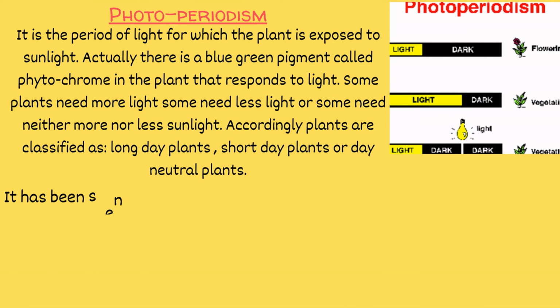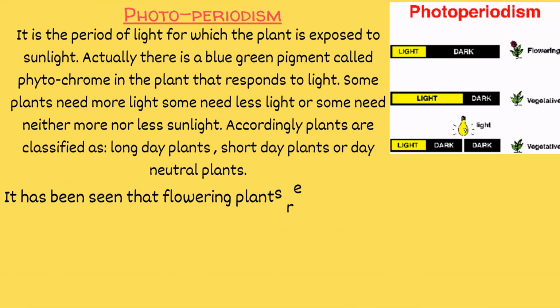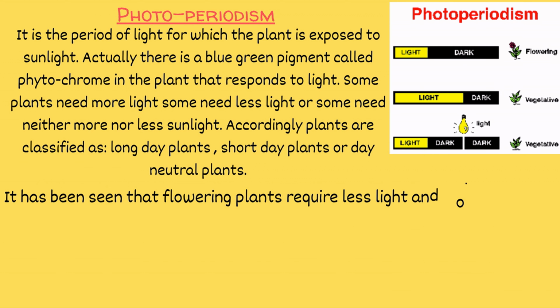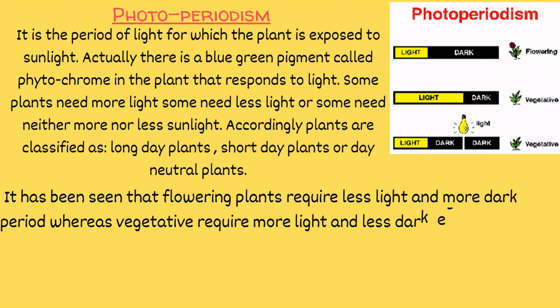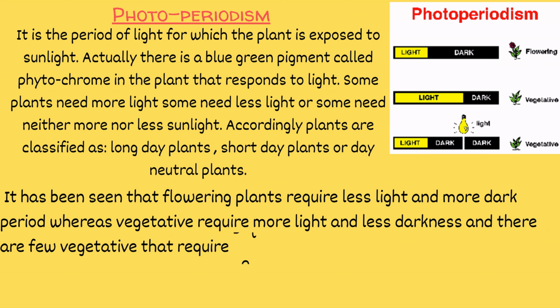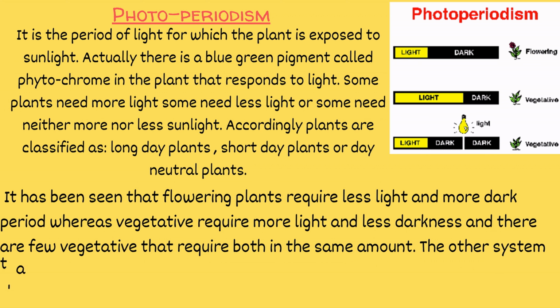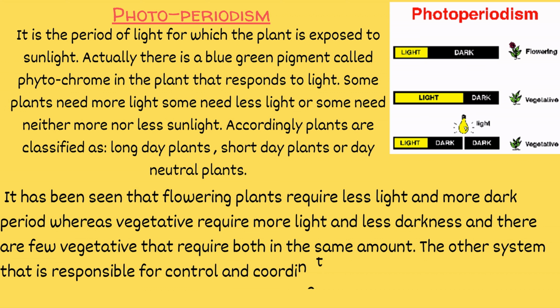Photoperiodism is the period of light for which the plant is exposed to sunlight. Actually, there is a blue-green pigment called phytochrome in the plant that responds to light. Some plants need more light, some need less light, and some need neither more nor less sunlight. Accordingly, plants are classified as long-day plants, short-day plants, or day-neutral plants. It has been seen that flowering plants require less light and a longer dark period, whereas vegetative plants require more light and less darkness, and there are a few that require both in the same amount.